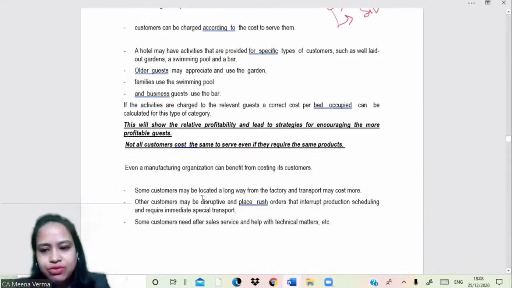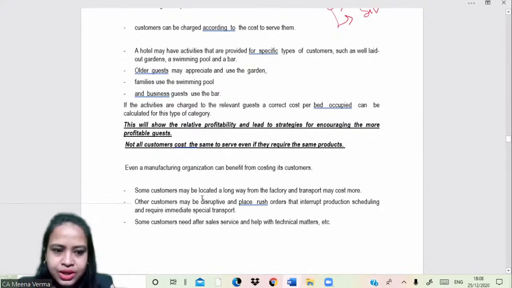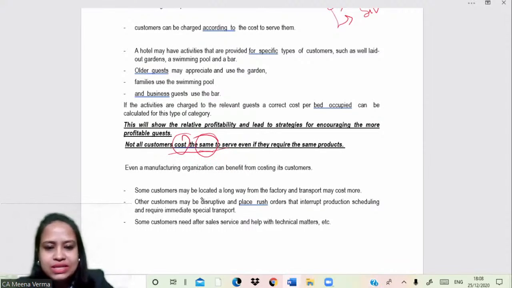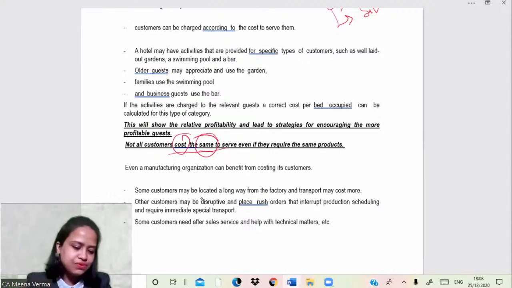Accordingly you have to frame the strategy for them. Remember, not all customers cost the same, and that is why you need to understand this and formulate the strategy for them.